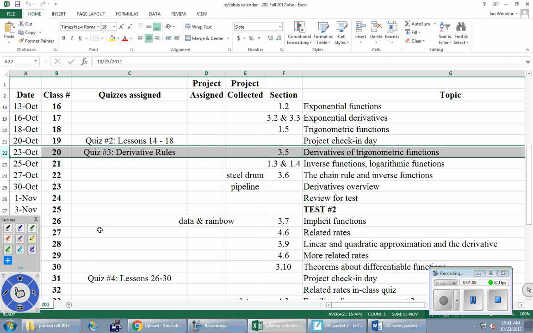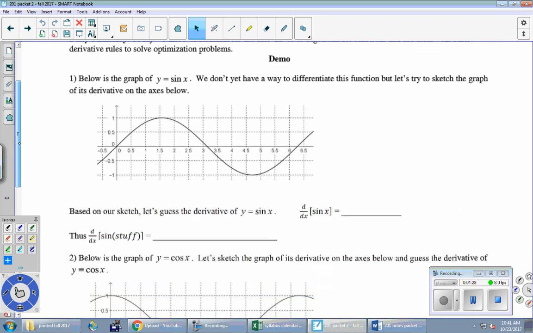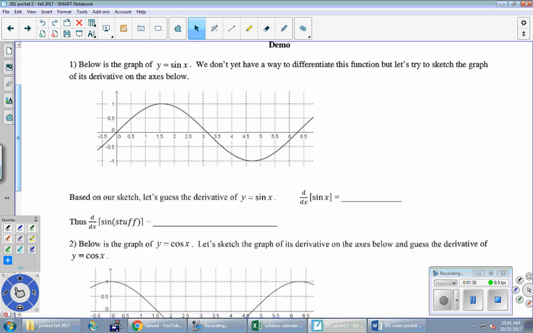And today we're going to talk about derivatives of trig functions. Any questions on the calendar? Okay, then let's jump in here. I think we're on page 39. Today we discover formulas for the derivatives of trig functions and use them with other derivative rules to solve optimization problems. Number 1, below is a graph of y equals sine x.